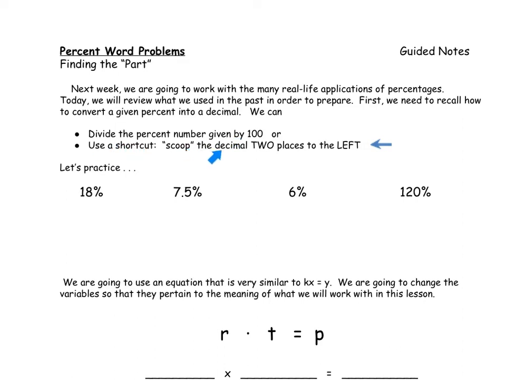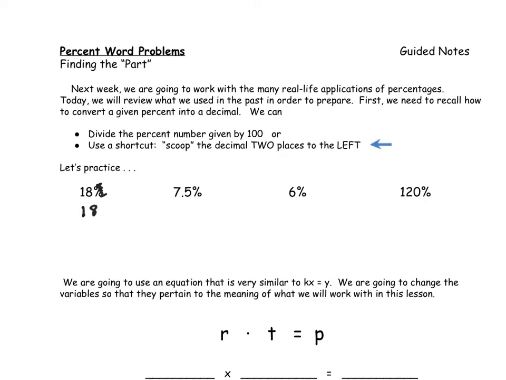We scoop the decimal 2 places to the left. That's what dividing by 100 does. It moves the decimal 2 place values back. So let's practice this. We're going to start with 18%. And first of all, I need to get rid of the percent, and I'm just going to use 18.